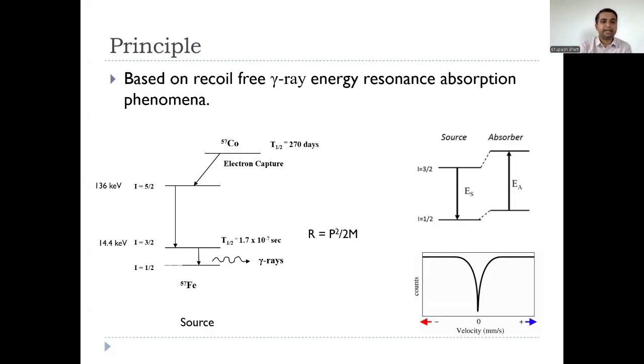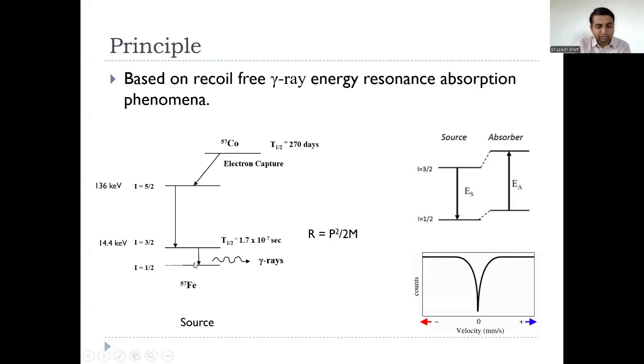So when the nucleus of 57Fe comes from the first excited state to the ground level, it will emit energy of 14.4 kilo electron volt, which is considered a very high magnitude of energy. So the gamma radiation emitted will have energy of around 14.4 kilo electron volt. Why I am saying around 14.4 kilo electron volt, we are going to discuss in the later part of this lecture.